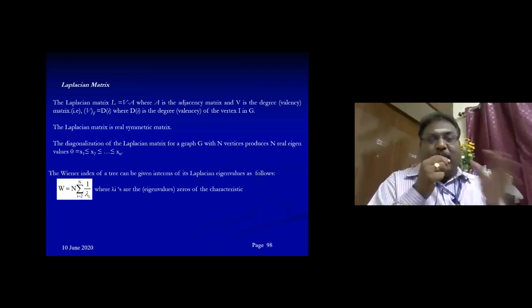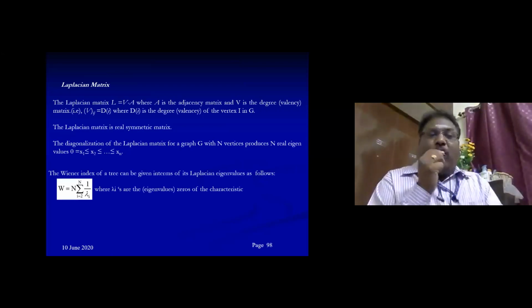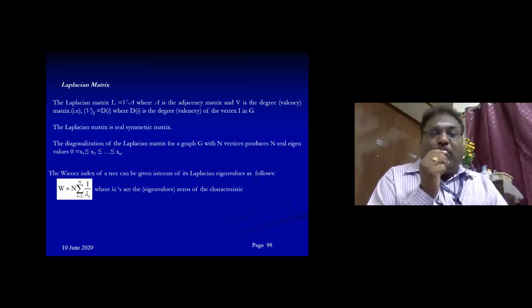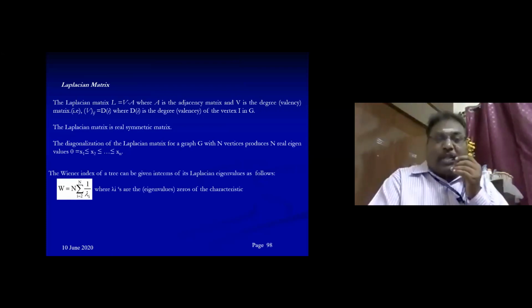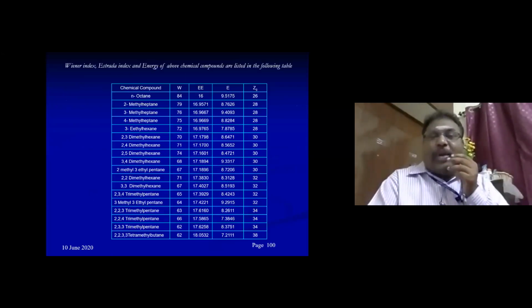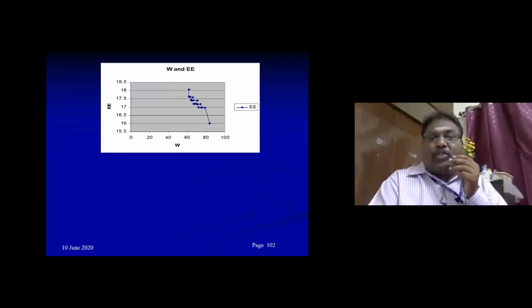Earlier we found the index by the distance formula. One can also find it from the Laplacian matrix eigenvalues: sigma 1 by lambda i, times capital N, is the Wiener index. This is another concept, a separate study is going on. So these are some compounds where we studied the Wiener index, energy, Zagreb index and so on, and found the relation to be linear.